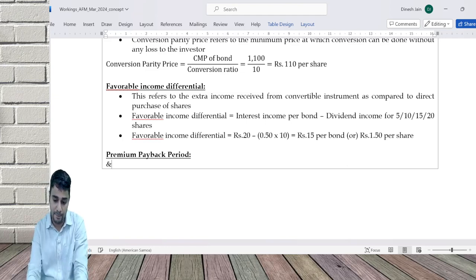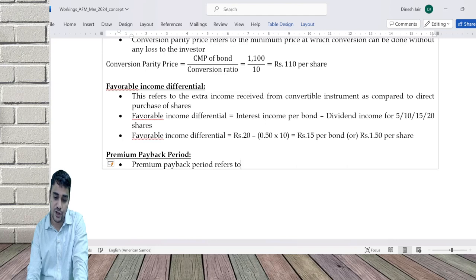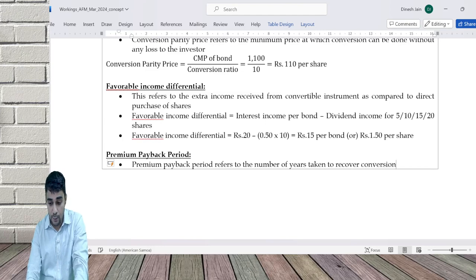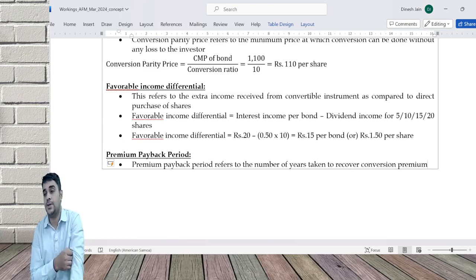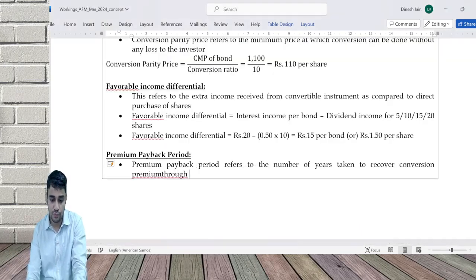Now write premium payback period, but ignoring time value of money, okay? Because you are dividing by that 15, it means every year you're valuing it as 15. So we are ignoring time value of money. Premium payback period refers to the number of years taken to recover conversion premium through favorable income differential.